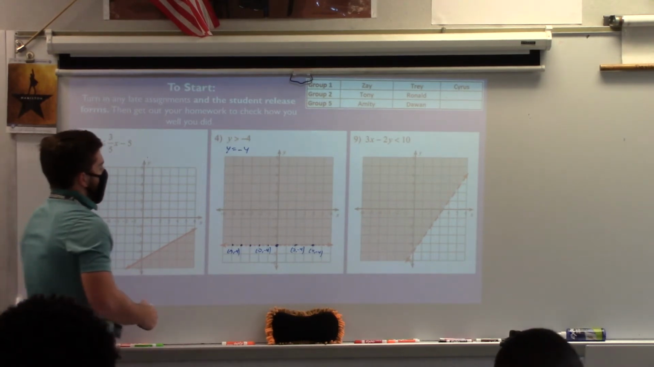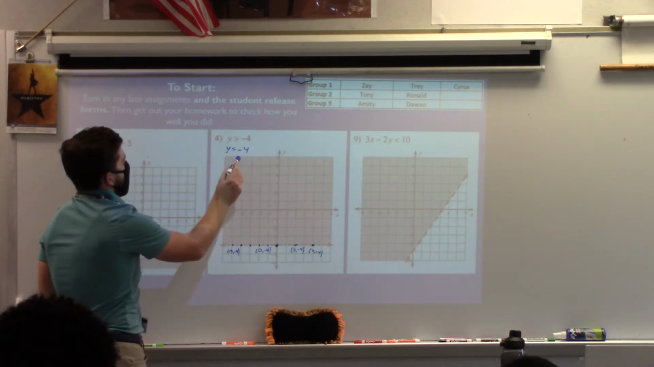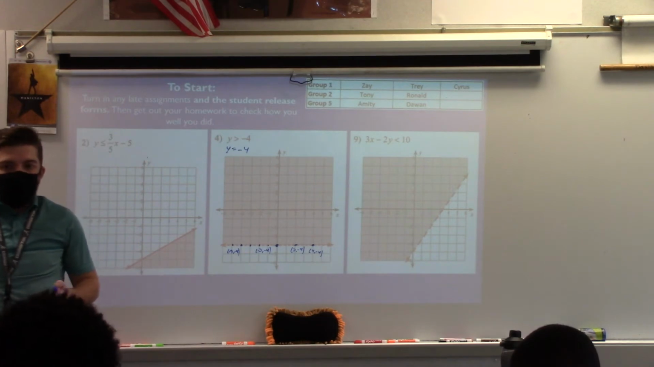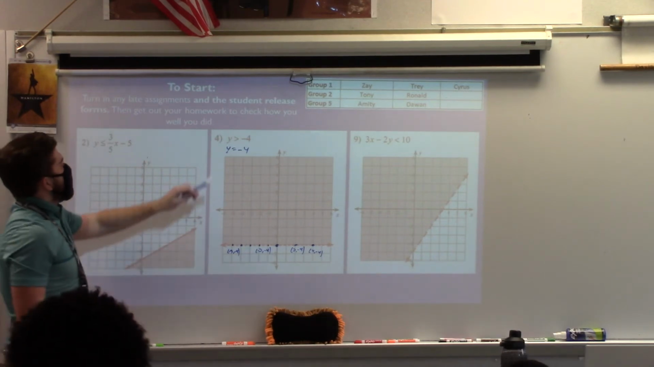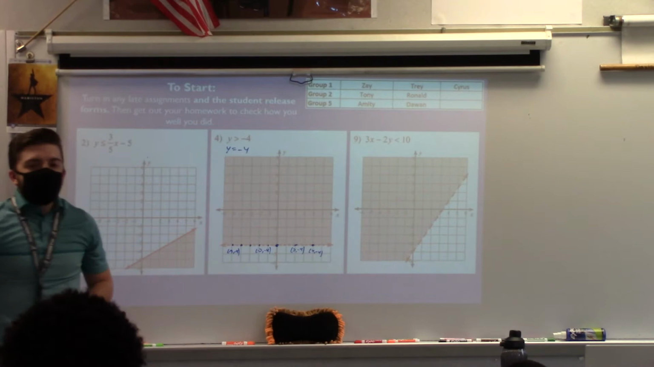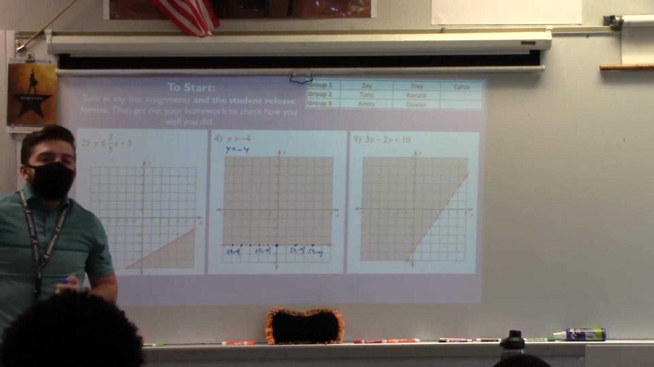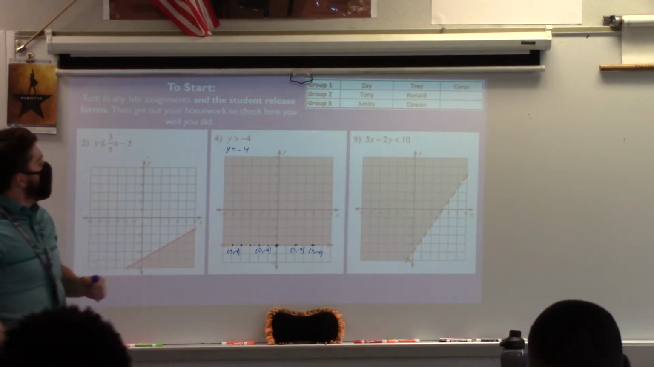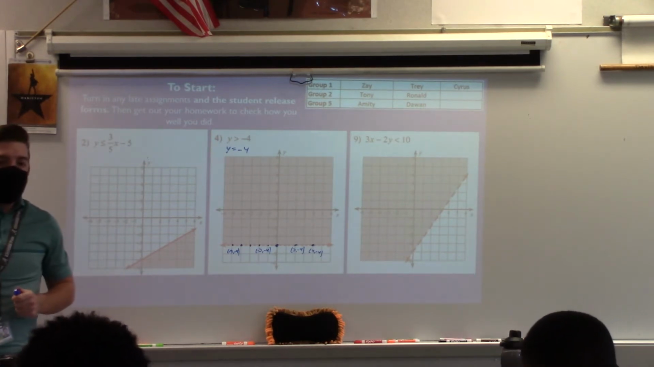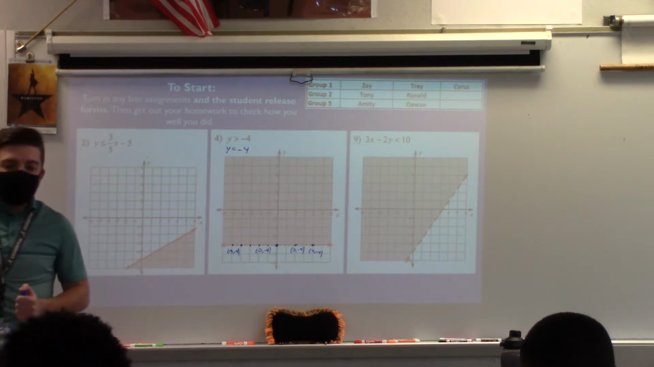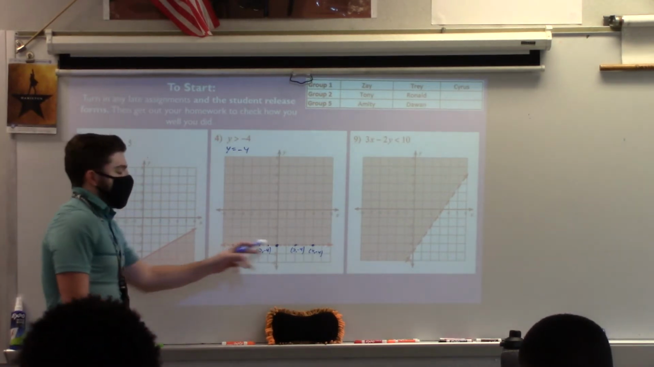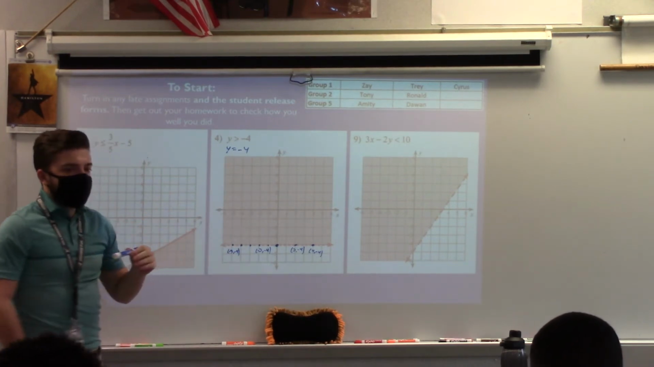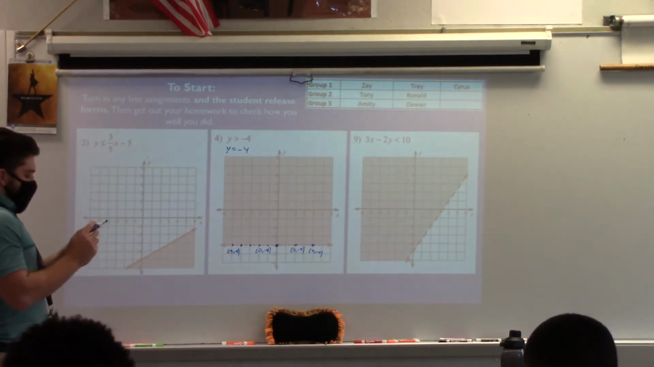So remember, when we're looking at the boundary line, we're looking at the equation. But now, when we're deciding dashed or solid, we look back to the inequality. So what does this inequality tell us about whether it should be dashed or solid? It's less than. Is it less than? Greater than. It's greater than, okay. So if it's greater than, it can't be equal to, right? If this line was solid, it would have to be equal to. Since it's dashed, that means points on this line are not solutions to this inequality. So that's why it's dashed.